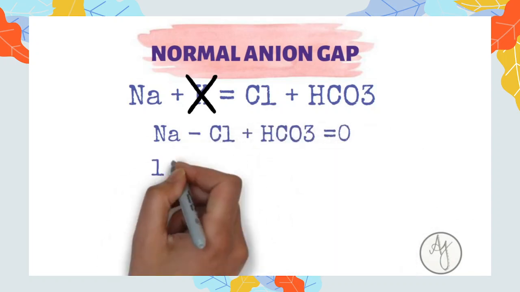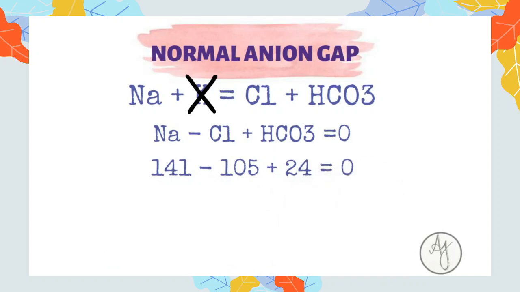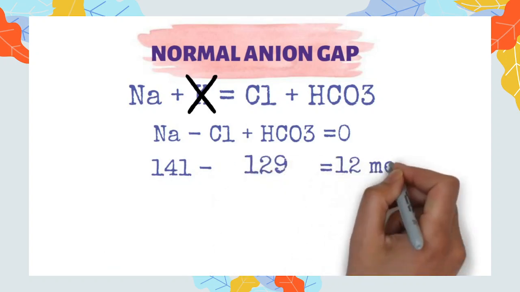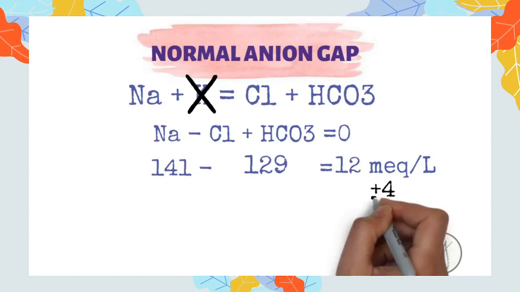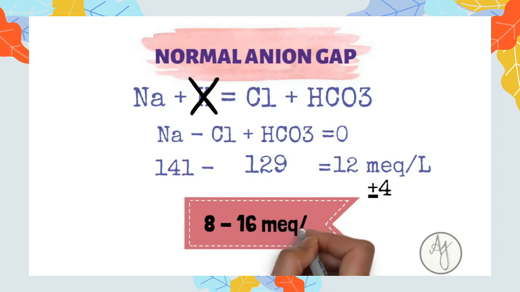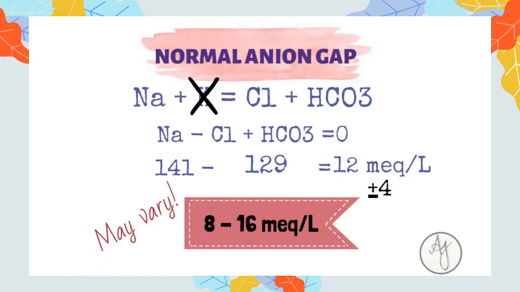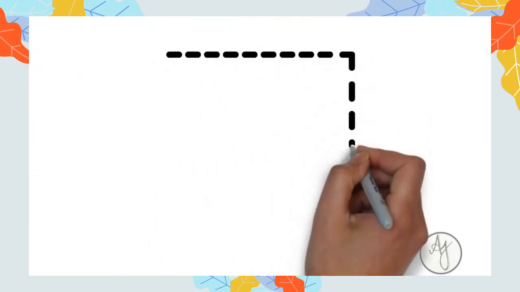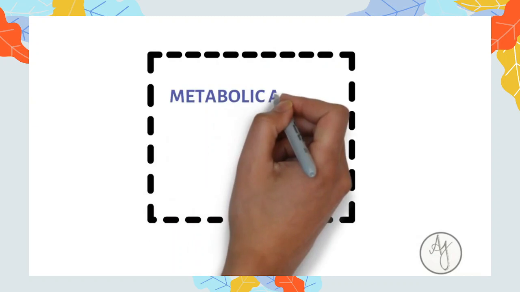If you put in the normal values, this is what the answer will be. It will be 12 milliequivalents per liter. Putting it into a range, which is plus minus 4, it should be 8 to 16. So 8 to 16 milliequivalents per liter is the normal serum anion gap. This may vary according to labs and according to the equation, whether it includes sodium and potassium or just the sodium component. So how is it useful in metabolic acidosis? Acidosis can be classified as high anion gap or normal anion gap.